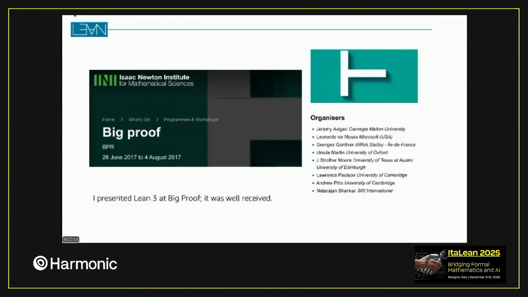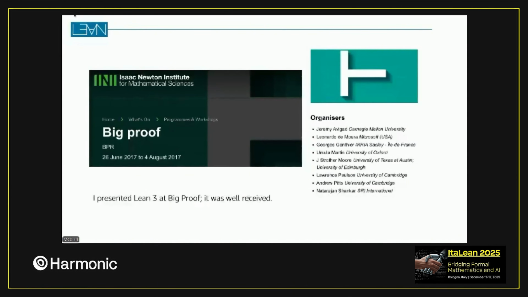The most important part of that event was Tom Hales presenting the formal abstracts project. Tom was saying we should write papers where every claim you make is formal and machine checked. There's no doubt about what's being claimed in the paper. He called this project formal abstracts. And in this talk, he says, I'm going to use Lean.